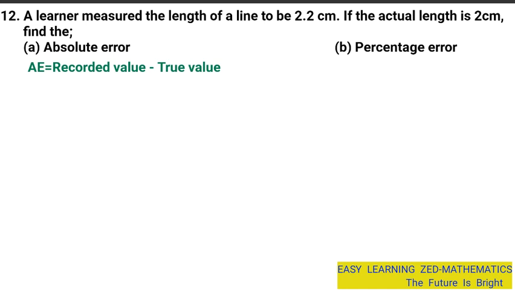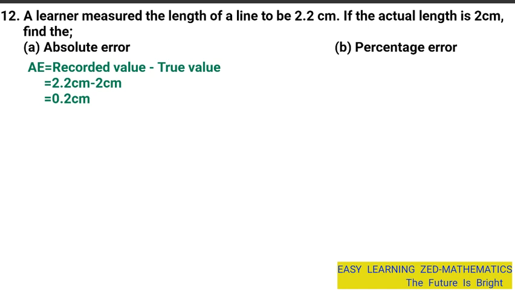Okay, so what is the recorded value? The recorded value, this is the measurement of the learner, which is 2.2 centimeter, from which we are going to subtract the actual length, which is the true value, which is 2 centimeter. Then 2.2 centimeter minus 2 centimeter will give us 0.2 centimeter. So 0.2 centimeter, this is the absolute error.